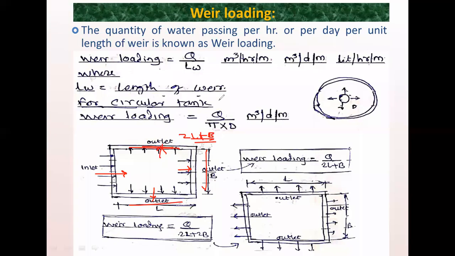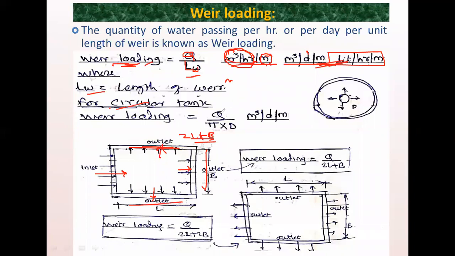Okay. Before that, let us see the formula. So weir loading can be given by the formula discharge Q per unit length of weir, so Q by L_w, length of weir. What will be the unit? Discharge is measured in meter cube per hour, meter cube per second, meter cube per day, and length can be measured in meter. So meter cube per hour per meter will be the unit for the weir loading. Or if the discharge is measured in meter cube per day, then the unit will be meter cube per day per meter. Okay, or liter per hour per meter. So these are the different units that we can use for the weir loading, where L is the length of weir.